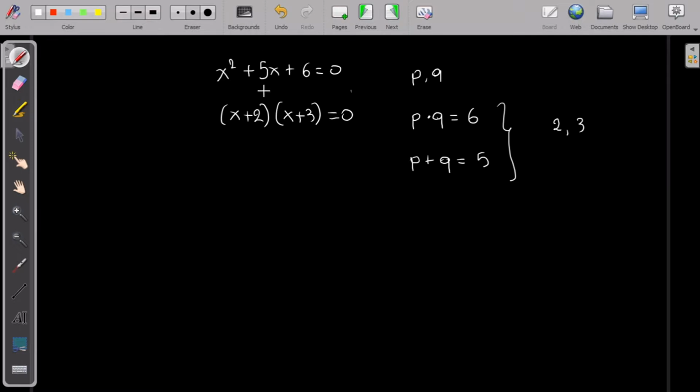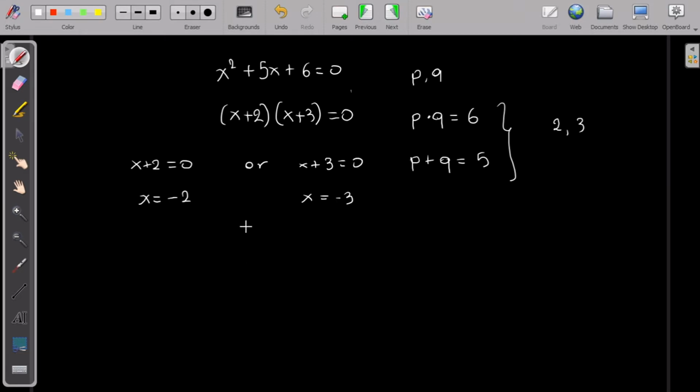Now, did I solve my quadratic equation? Not yet. I just factorized it. Now, what does it mean, x plus 2 in a parenthesis times x plus 3? It means that either x plus 2 should be 0 or x plus 3 should be 0. And now I have a simple linear equation to solve. So how much is x? From here, x is minus 2, and from here, x is minus 3.